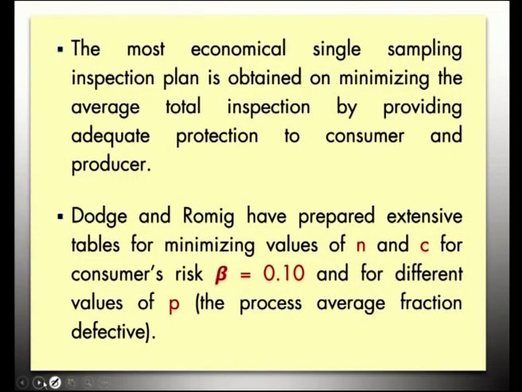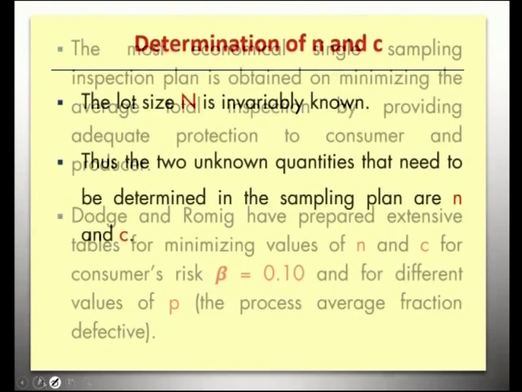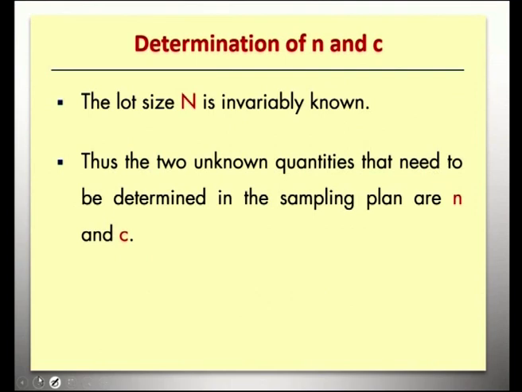So, Dodge and Romig have prepared extensive tables for minimizing values of n and c for the consumer's risk. Consumer's risk means accepting the bad ones, isn't it? So, beta is equal to 0.10, and for different values of p, the process average fraction defective. Now, as we have discussed, we have to set up the values of small n and c in advance, so that the single sampling inspection plan will be carried out more efficiently. So, how to determine the values of n and c?